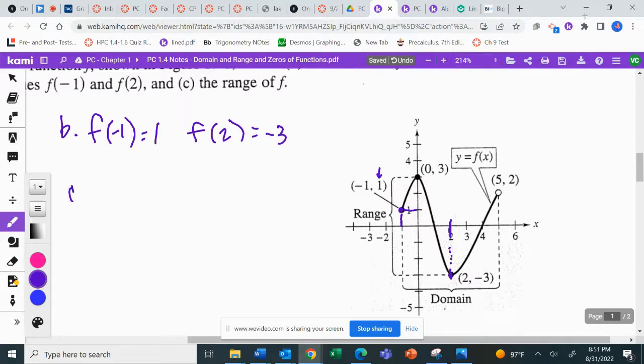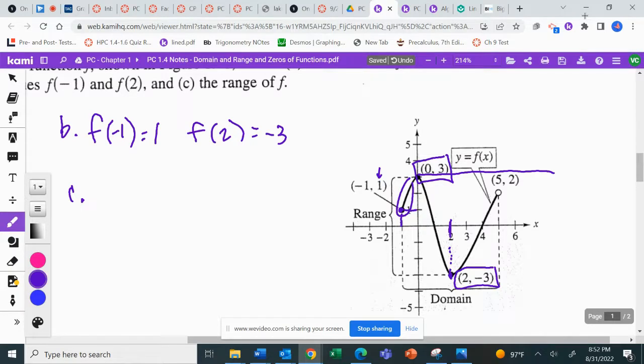And then c is the range. So we're looking down to up. We're looking at this entire function at the lowest point to the highest point. And it looks like the very lowest point is -2, -3. The very highest point is 0, 3. So we look at the y values going from -3 to +3. And it includes this section as well, because the y values in here are somewhere in between -3 to +3.